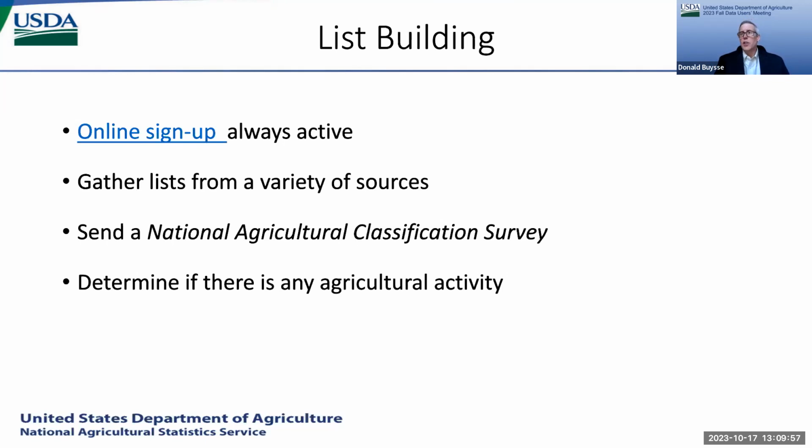So again, our ag screener just looks for ag activity. It casts a very wide net, but the census then uses our parameters and our systems to qualify a producer or an operation as a farm or a farmer.